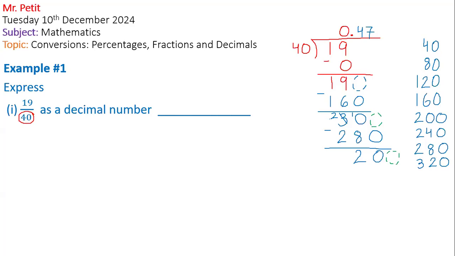So how many times does 40 go into 200? 5 times. So it is going to be 5 here. And so 40 times 5 is 200. So we have 200 minus 200. 0 minus 0 is going to be 0. 0 minus 0 is 0. 2 minus 2 is 0. So that means that 19 over 40 as a decimal is what?